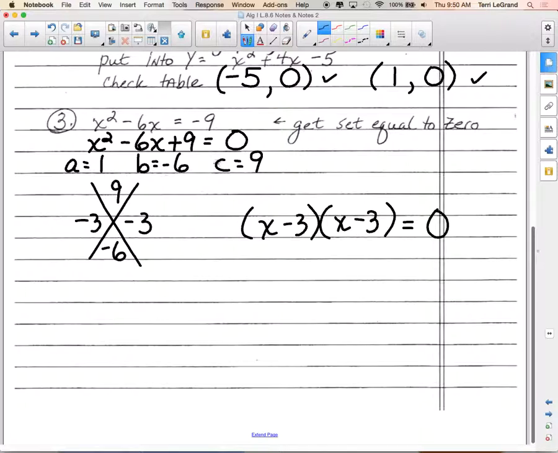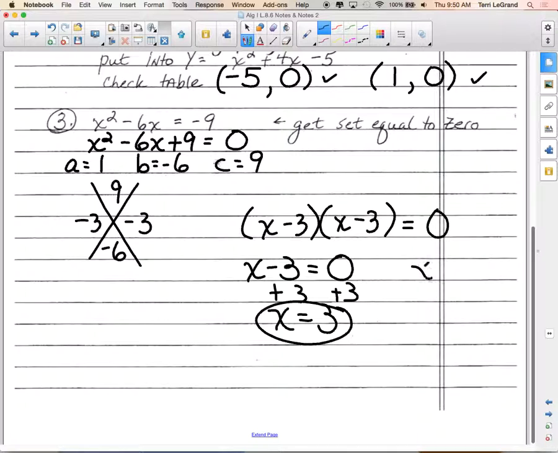Okay, well, here's the deal. When you have one factor times itself, how many solutions do you think there's going to be? Just one. This is really the same factor twice. So when you have the same factor twice, you only have one of them to set equal to 0, really, because you get the same thing both times. So we would get our solution to be x equals 3.